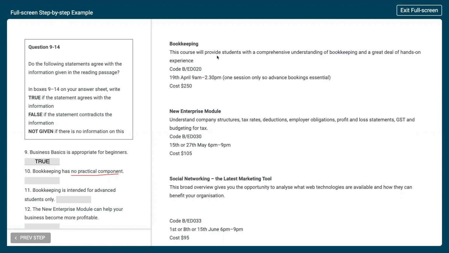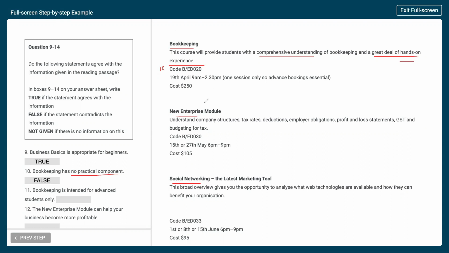So it says bookkeeping. This course will provide students with a comprehensive understanding and a great deal of hands-on experience. Okay, hands-on is the opposite of nothing practical. Hands-on is very practical. And so in this case, it is quite simply a contradiction because it has a great deal of this practical component. And so right away, we see that this is false. Wonderful. Okay, so just to keep a note, I'll say that number 10 was right here. Again, these keywords really help us, so I'll underline those as well.